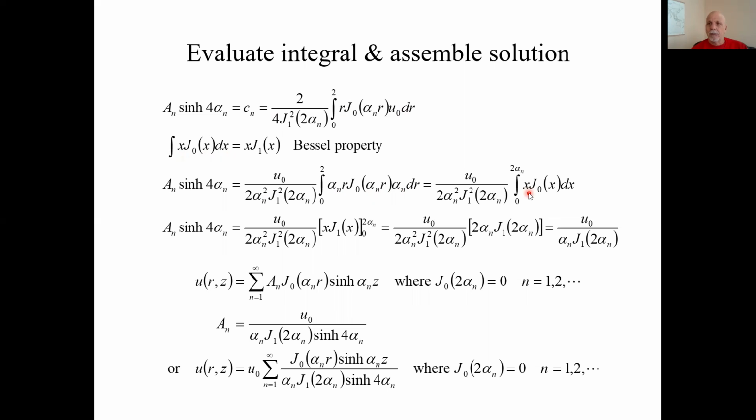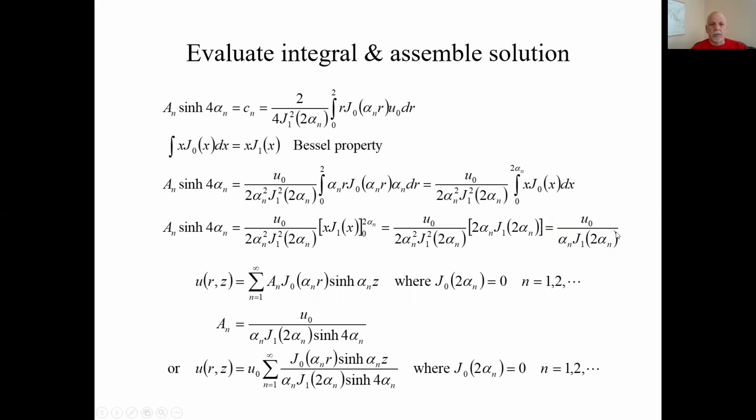Then I'm going to substitute variables, set x equal to alpha sub n r. When little r equals 0, x will equal 0. When little r equals 2, x will be 2 alpha sub n. You have to change that limit. Now this is an integral, the indefinite integral I can take. It's this. So I'm evaluating that between the limits. When x is 0, I'm just going to get 0, so I only need the upper limit: 2 alpha sub n, J sub 1 of 2 alpha sub n. Cancel some terms, the 2's, one of the alpha n's, and one of the J's, and it simplifies to this.